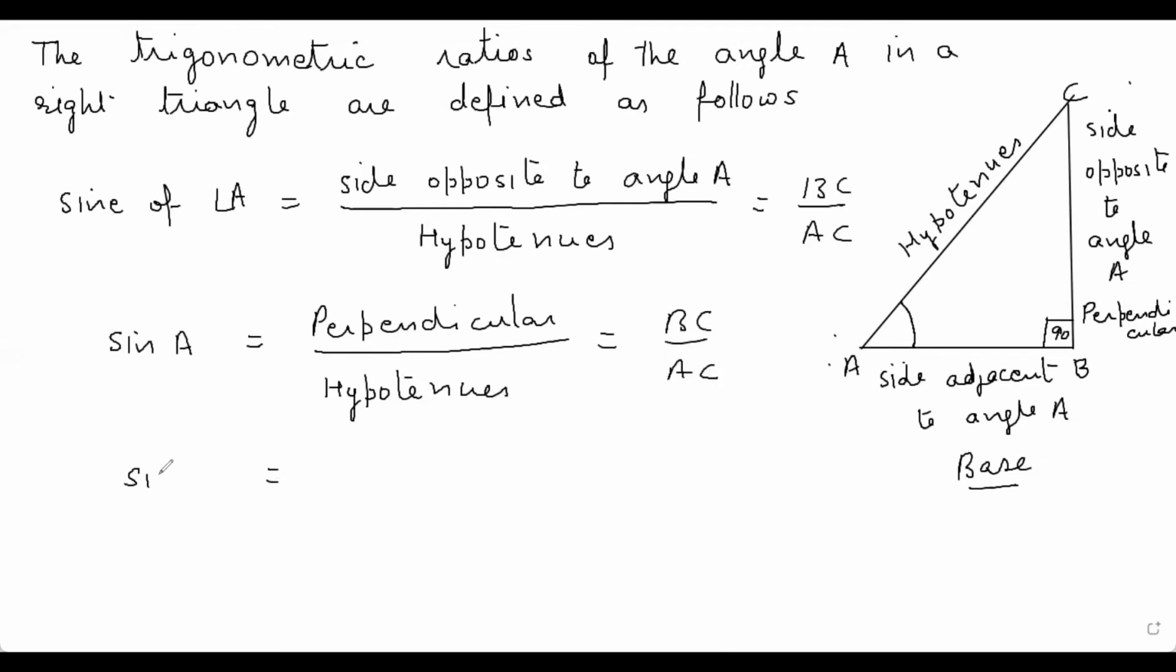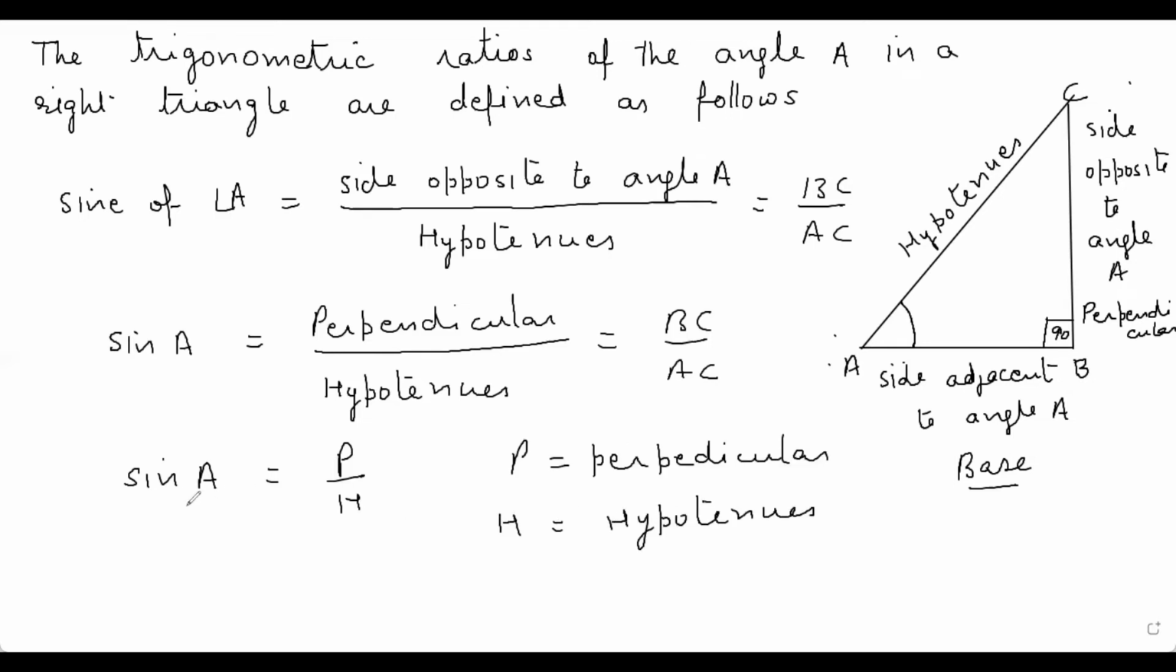So I can also write sin A is equal to P by H, perpendicular by hypotenuse. P means perpendicular, H means hypotenuse. We pronounce it as sine, but it is S-I-N. Sin A is equal to P by H.